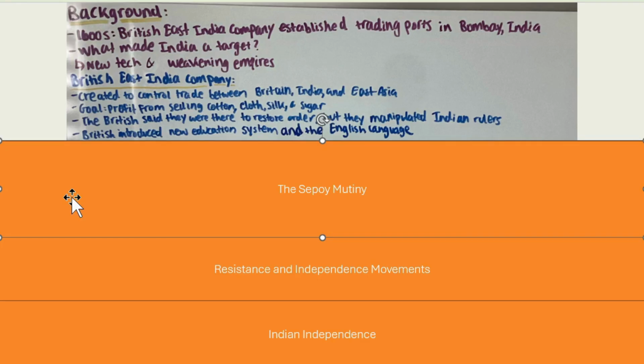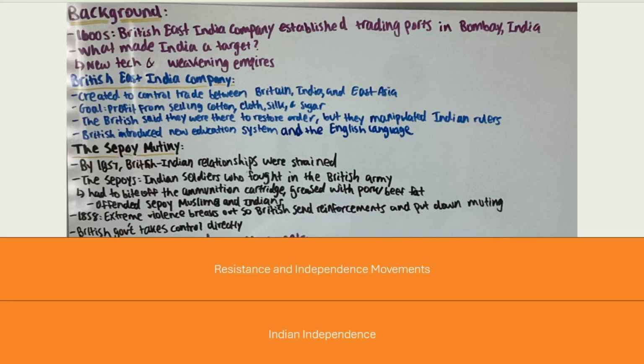The Sepoy Mutiny. By 1857, British-Indian relationships were strained. The Sepoys were Indian soldiers who fought in the British Army. They had to bite off the ammunition cartridge, which was greased with pork and beef fat, which offended Sepoy Muslims and Indians. In 1858, extreme violence broke out, so the British sent reinforcements and put down the mutiny. The British government took control directly, though.